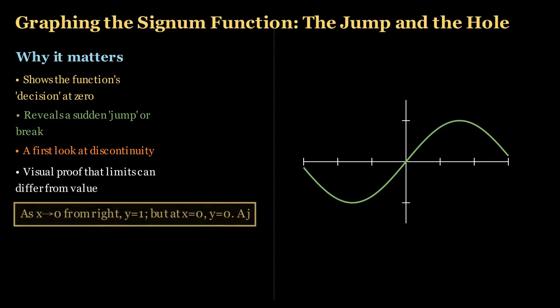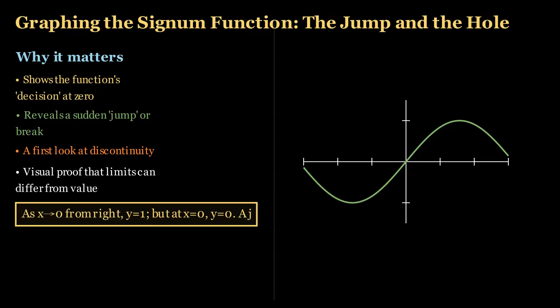This is our first visual encounter with a discontinuity, a break in the graph where you have to lift your pencil off the paper. It shows us, in one clean picture, that the value a function is heading towards is not always the value it actually takes.